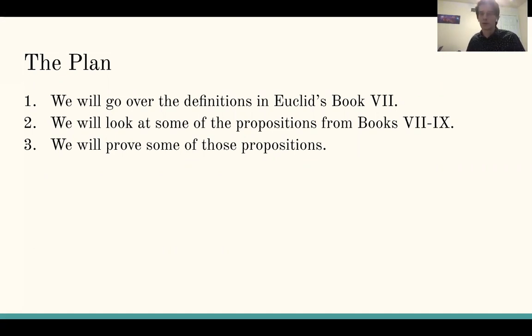And it's really important that we go through them all, because to really understand the propositions we're going to do, you have to understand the definitions. Books 8 and 9 don't actually have any definitions, so we're just going to go through some of the propositions of them, as well as some of the propositions from book 7.